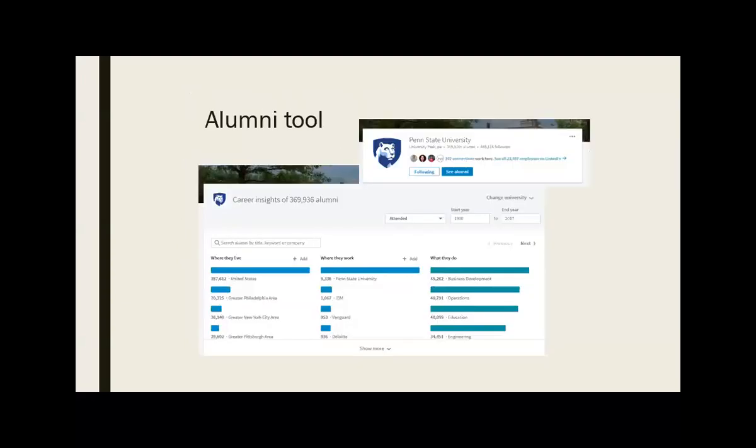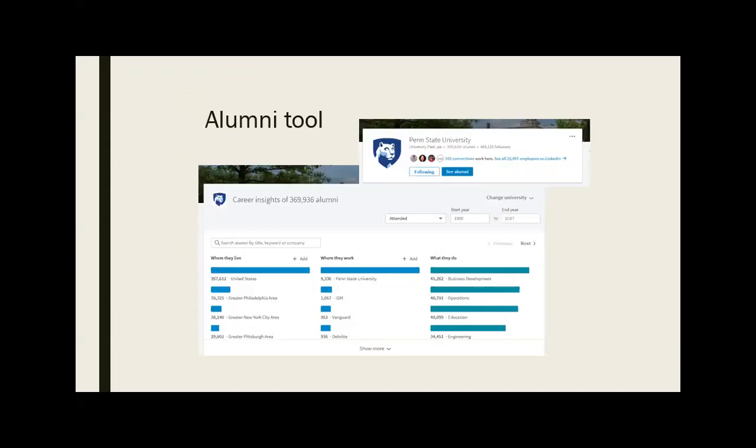So the alumni tool. If you guys aren't connected to Penn State's alumni group, you really should be. You guys are extremely fortunate. I didn't go to Penn State. I'm not an alum. You won't see me on there. I went to a school where I graduated with 500 people in my class. Okay, so my school had like 2,400 people. You guys go to a school that has thousands and thousands and thousands of people.